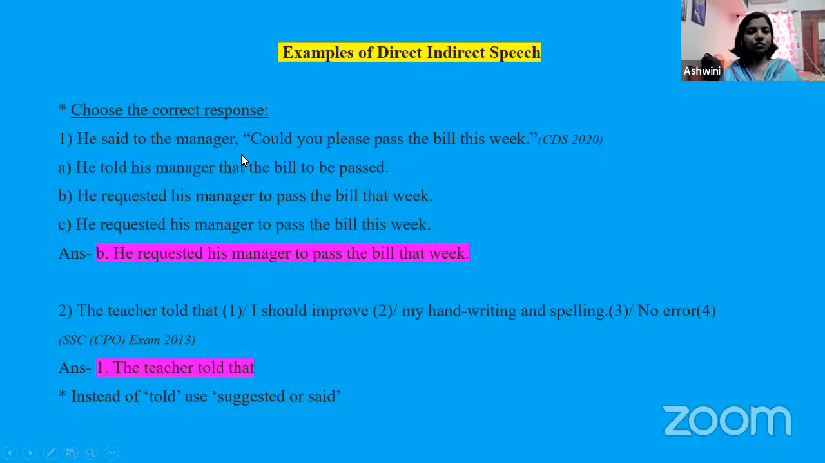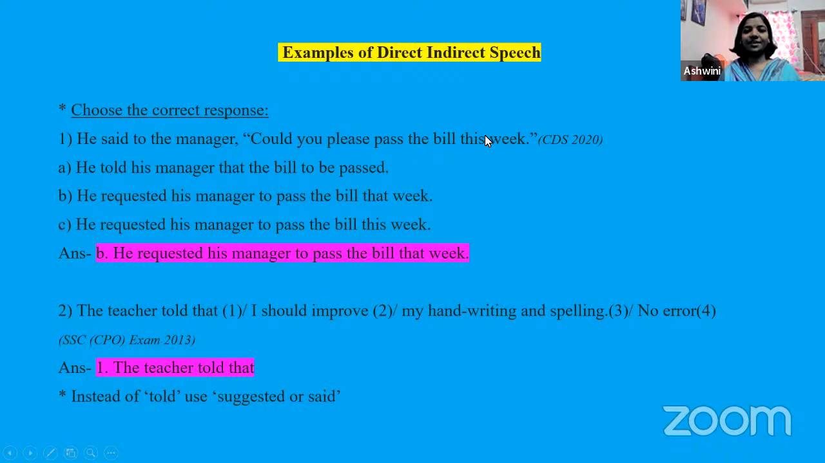So that's why you have to focus on these types of questions based on direct and indirect speech, okay? Now, A, he told his manager that the bill to be passed. B, he requested his manager to pass the bill that week. C, he requested his manager to pass the bill this week. Now here, the answer is, he requested his manager to pass the bill that week.